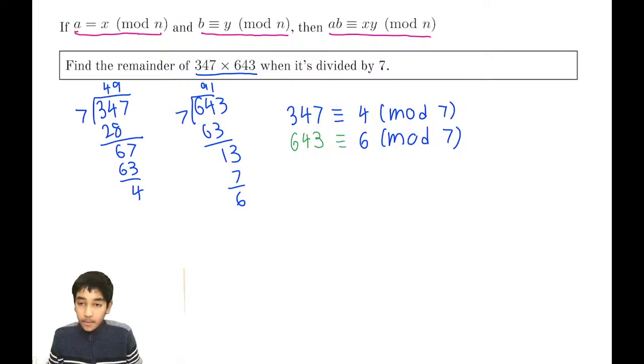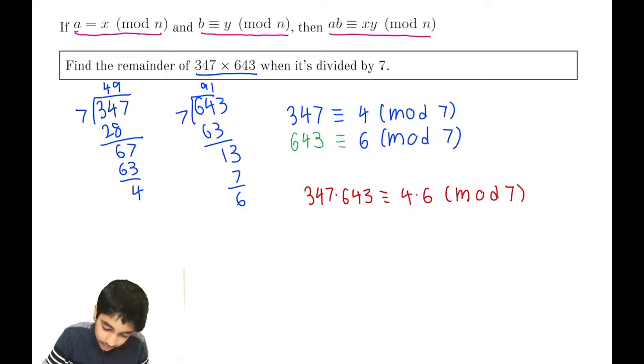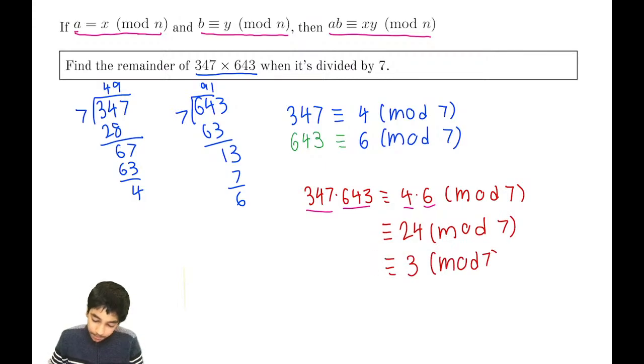So if 347 is 4 mod 7 and 643 is 6 mod 7, then 347 times 643 will be congruent to 4 times 6 mod 7. The reason is, you can think of it as 347 is 4 mod 7, and 643 is also the same as 6 mod 7. And what is 24 mod 7? Or 3 mod 7. Okay, so basically we see the remainder when 347 times 643 is divided by 7 is just 3.